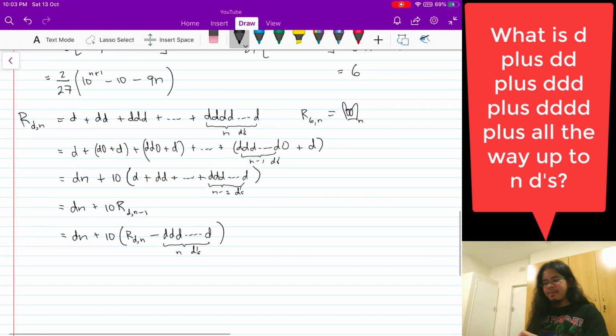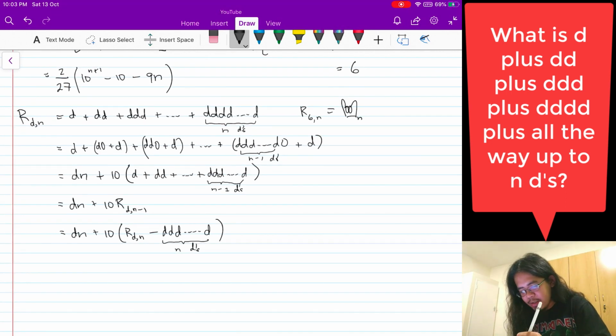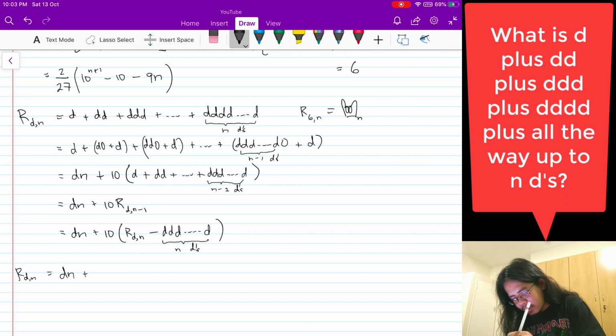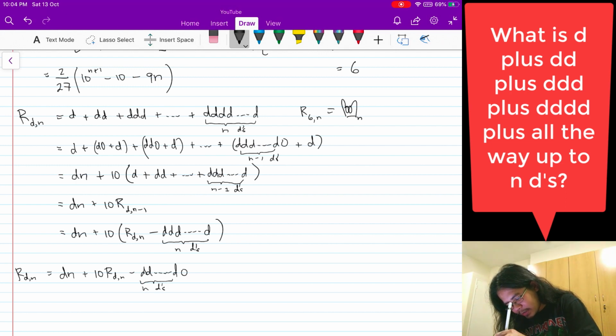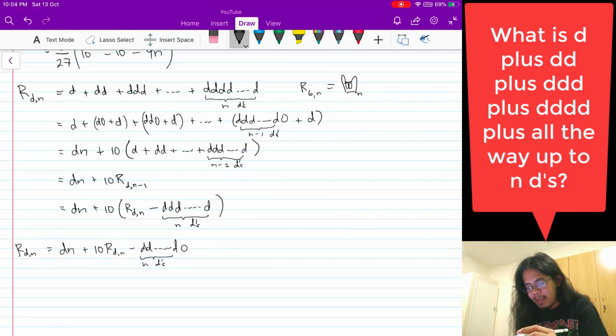Okay? And again, the simplification is similar from a while ago. So you have R sub d, n equals d, n. Let's distribute the 10. So you have 10 R sub d, n minus d, d, blah blah blah up to d. There are n d's here. There's now a 0 at the end because you multiply it by 10.